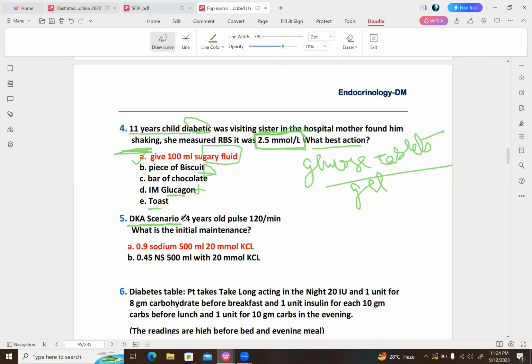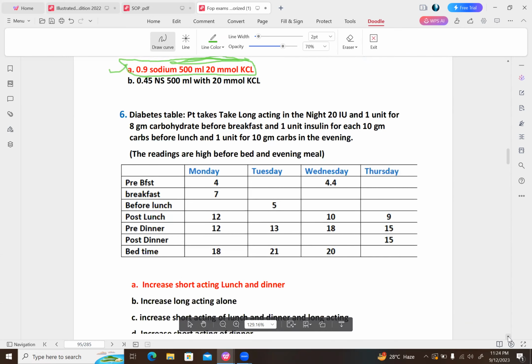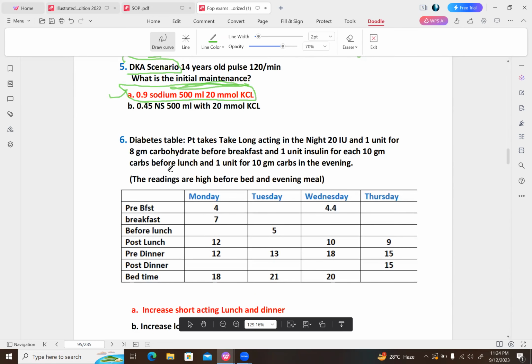Okay, DKA scenario. What is the initial maintenance? Of course, 0.9% sodium chloride, 500 ml with 20 millimole KCl added. This we did yesterday. Okay, yes, now coming towards this question. Actually, this is easy. This is not so hard.